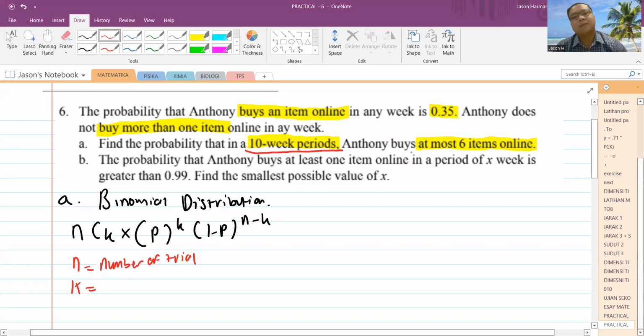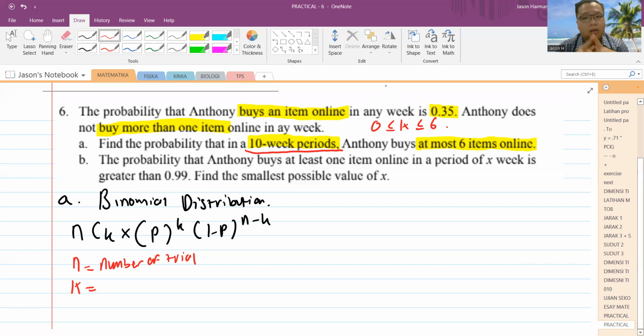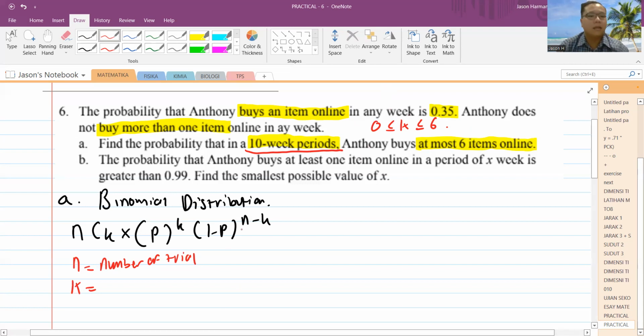Ideally, in this case, k must be from 0 until 6, because it cannot be greater than 6, it cannot be 7. And so it'll be long, right? Because how many elements shall we calculate later? 0, 1, 2, 3, 4, 5, and 6, 7 elements. And to shorten things, we just use the complement of the probability.